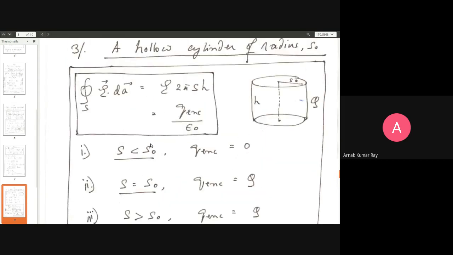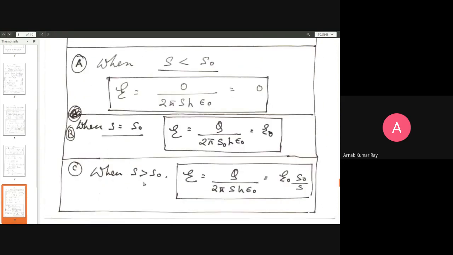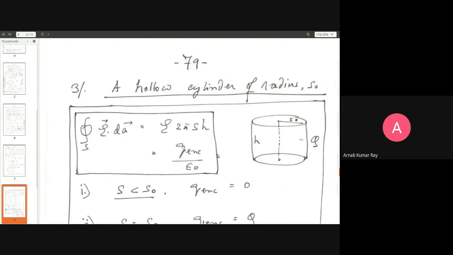So when S is less than S naught, charge enclosed is equal to 0, E is equal to 0. When S is equal to S naught, E is equal to Q divided by 2 pi S naught H epsilon naught. That's E naught. And when S is greater than S naught, you can't put any value for S, so you leave it as S over here. So Q divided by 2 pi H epsilon naught, and then this S naught is written over here. You multiply it by an S naught, so S naught by S into E naught. So those are the three cases you have to work with. So the hollow cylinder is quite easy.